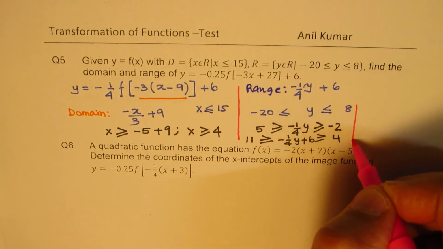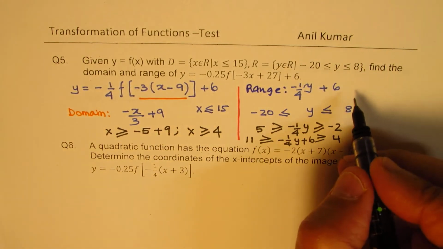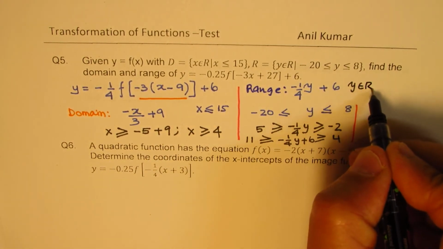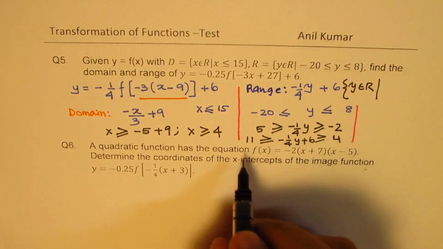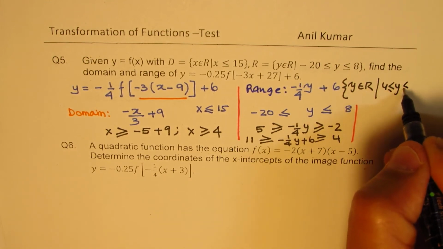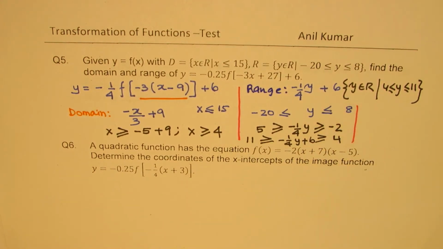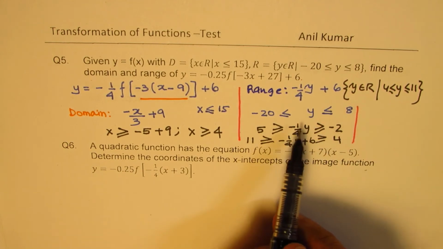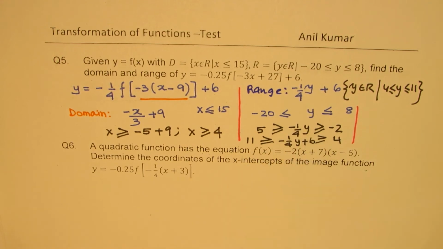And now we are going to write down the range. You can now write the range as y belongs to real numbers, where y is greater than or equal to 4 and less than or equal to 11. Does it make sense to you? So that is how you are going to find the range, right? Do you understand? So in inequalities, whenever you multiply by a negative number, the sign changes. You have to keep that in mind.